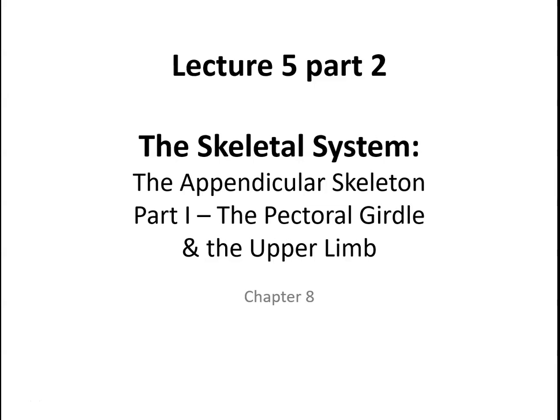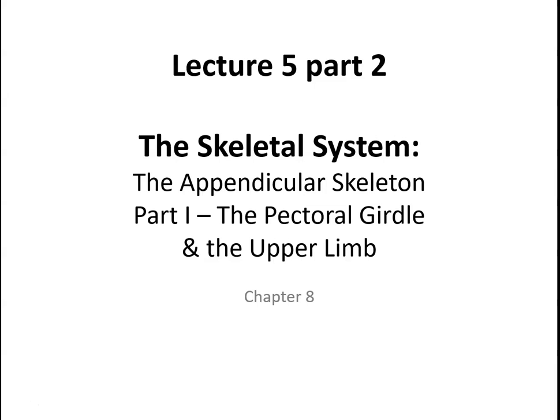And now we'll get into the upper limb. The pectoral girdle is the set of bones that connect the upper limb to the axial skeleton. So that's what we'll see as we get into this.